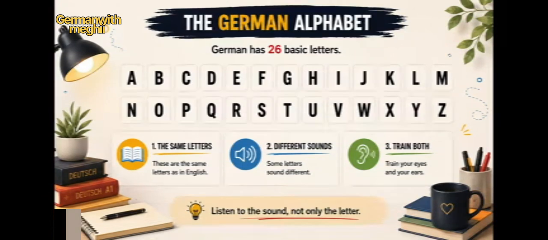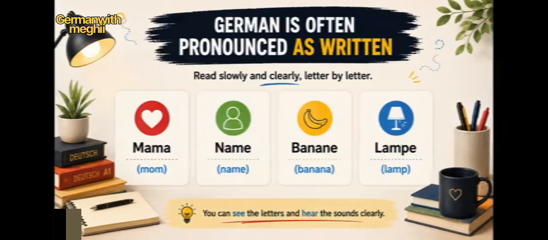When you learn German, do not only look at the word. Listen to the sound, too. This will help you read more clearly later. Now let's look at one very helpful idea. German is often pronounced as it is written. This means when you see a German word, you can often read it in a clear and direct way.